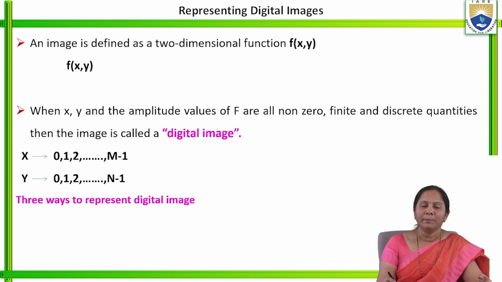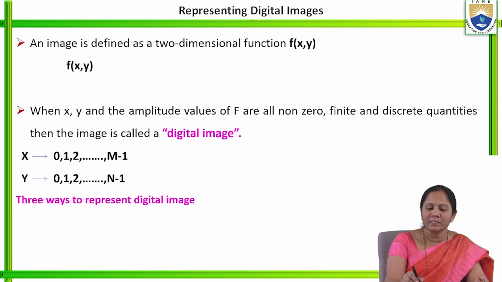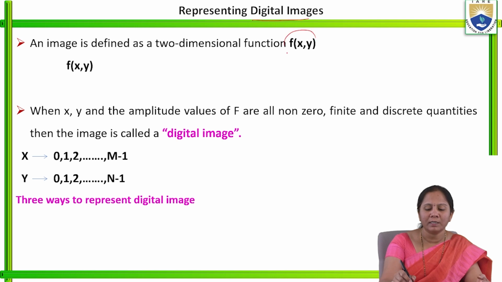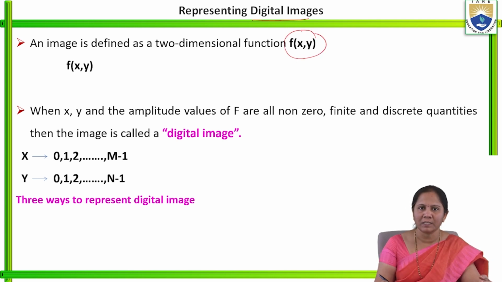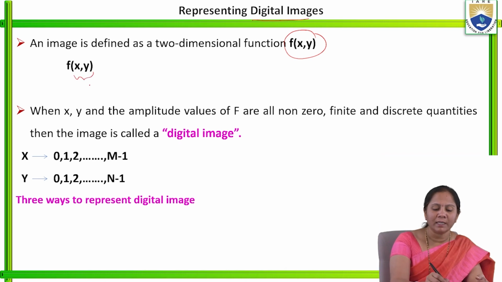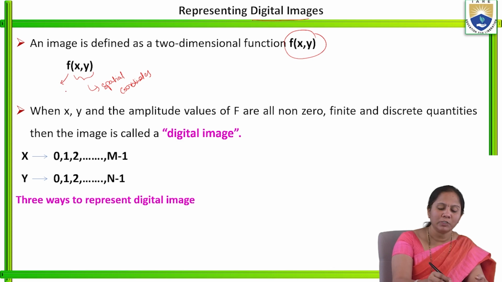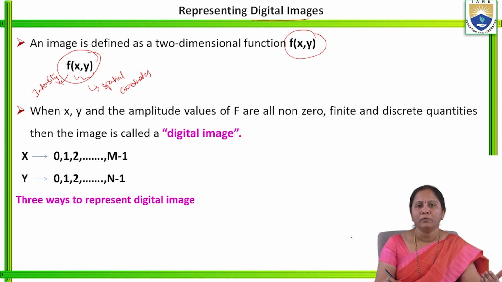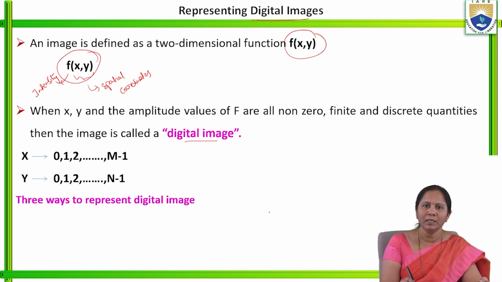Now, coming to the next topic, representing digital images. Here the image is considered as a two-dimensional function f of x comma y, where x and y are called the spatial coordinates, and f is called intensity or gray level. If the values of x, y and f are all finite, discrete and positive values, then that image can be called a digital image.